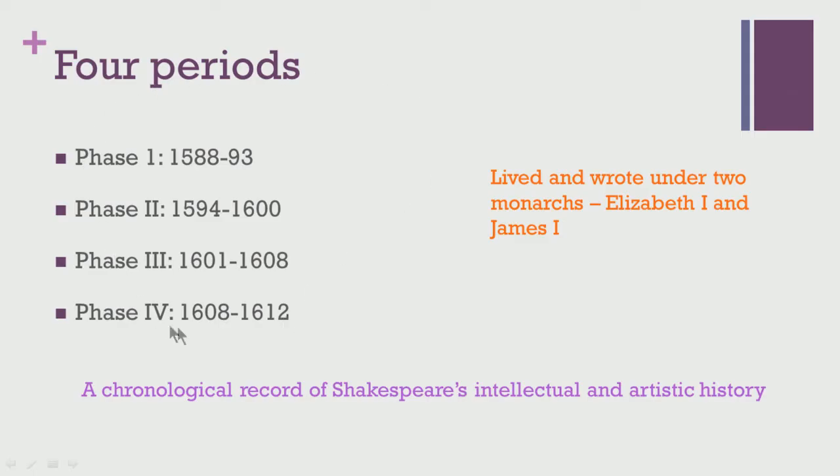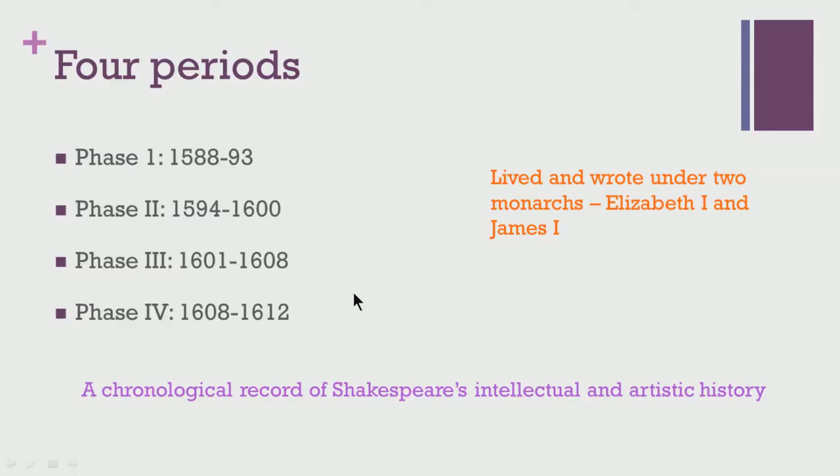Here we can also note that politically this can be classified into two, because he lived and wrote under two different monarchs, Elizabeth I and James I. In that sense he can be classified along with Chaucer, because if you remember, Chaucer had the rare distinction of having lived and written under three different monarchs. The first two phases were under Queen Elizabeth's rule, and the second two phases could be broadly classified as being under James I's rule.